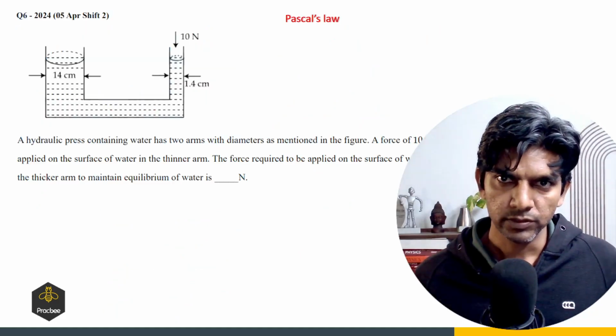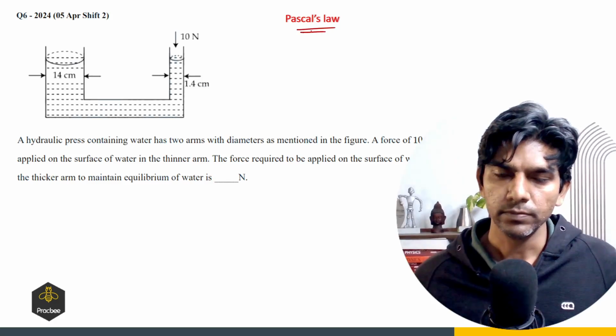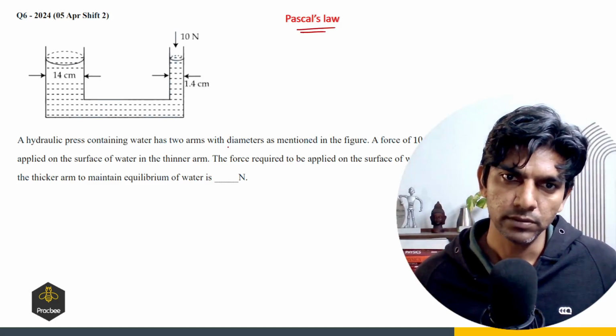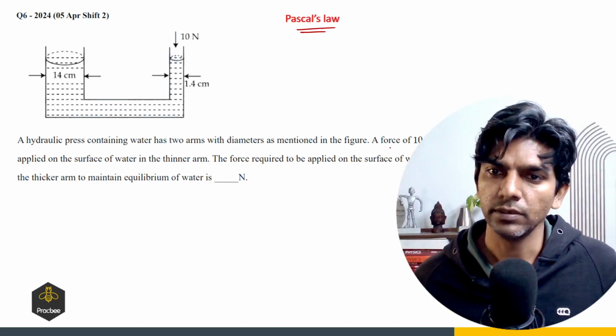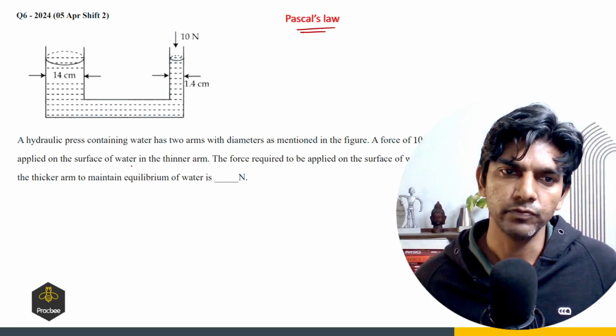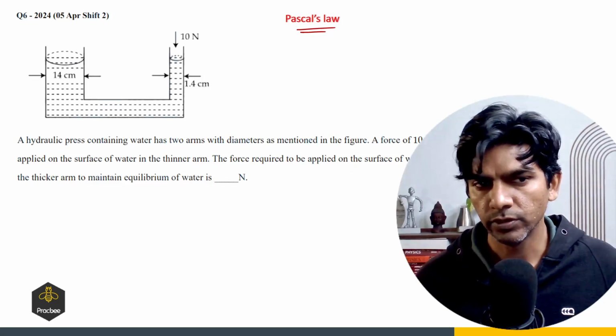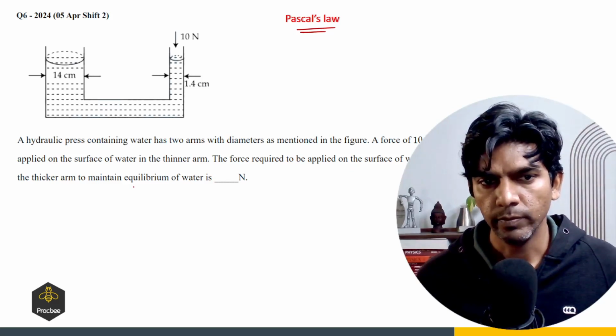Right, so let us see the next problem type, which is based on Pascal's law. Here, a hydraulic press containing water has two arms with diameters as mentioned in the figure. A force of 10 Newton is applied on the surface of water in the thinner arm. What force is required to be applied on the surface of water in the thicker arm to maintain equilibrium?